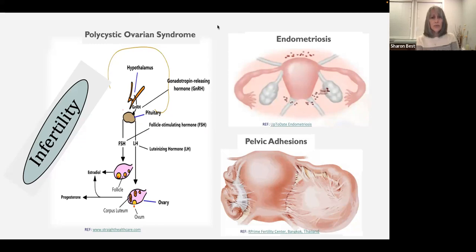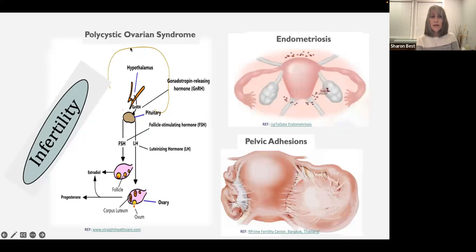Three of the very common causes that we see are polycystic ovary syndrome, endometriosis, and pelvic adhesions. And many women have more than one of these. So in order to describe these, I first want to describe normal healthy reproductive physiology, and I'll use this diagram.